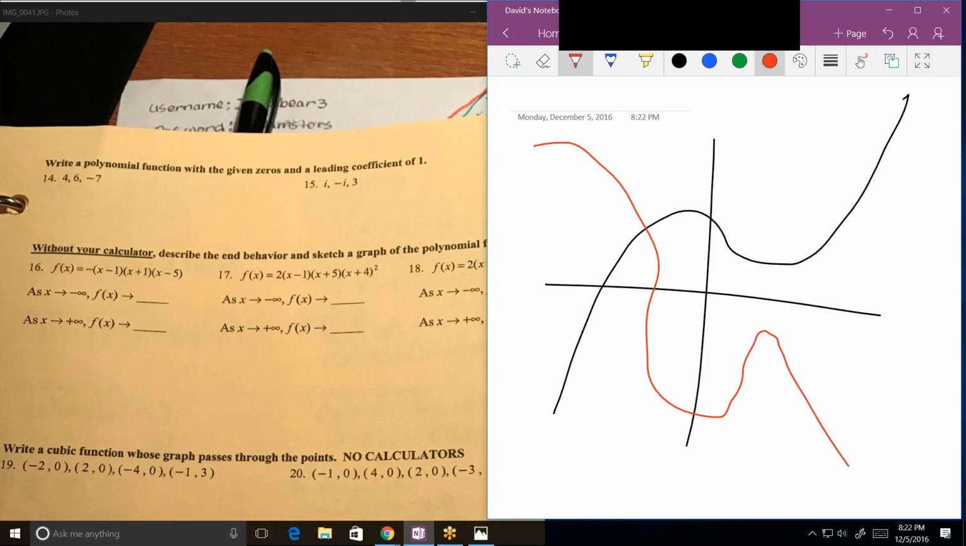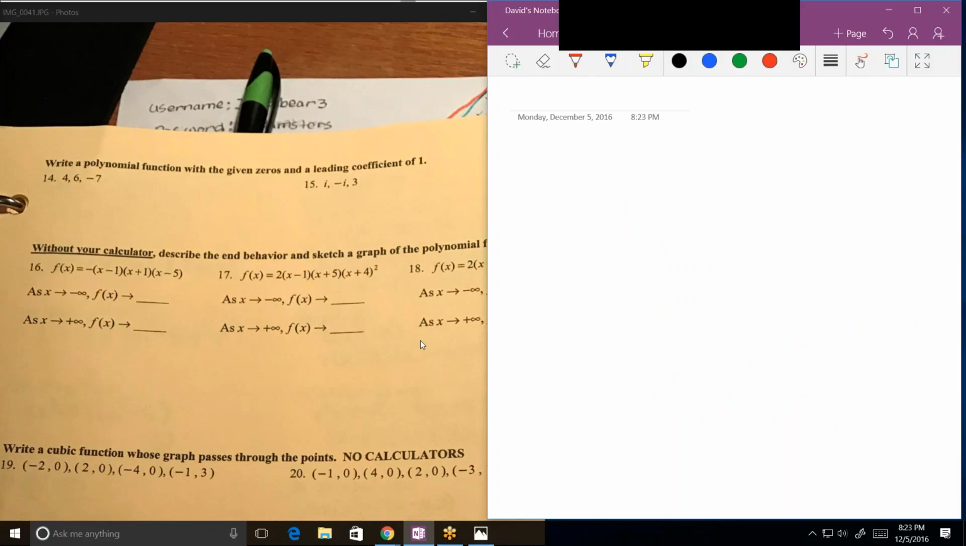Now, as x goes to positive infinity, y goes to negative infinity, and as x goes to negative infinity, y goes to positive infinity. That's why we got the answers we did on 16, because of that leading negative sign. All right. Let's look at 18.